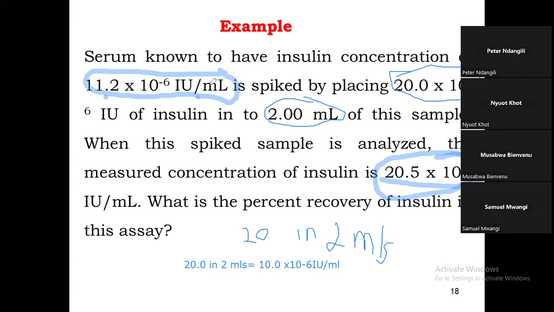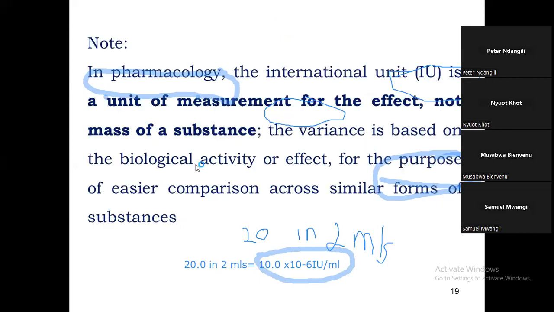When you get the amount that you spiked, then you compare with the true concentration, because you already know how much you spiked. This is how much you spiked. So are you able to detect this? And how do you do that? This is how you go about it.